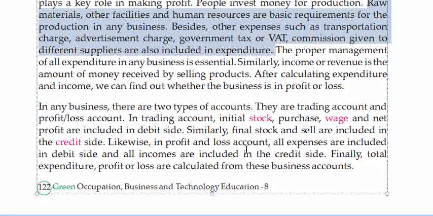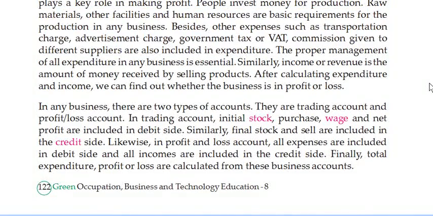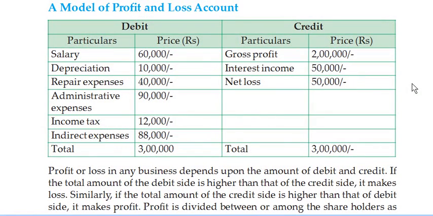But if we talk about the profit and loss account, then whatever expenses will be incurred will be included in the debit side, and all the incomes will be included in the credit side. And finally, the total expenditure, profit or loss are calculated from the business account. Here you can see a model of the profit and loss account. As we have said, all the expenditure will be calculated in the debit side, and all the income will be included in the credit amount.